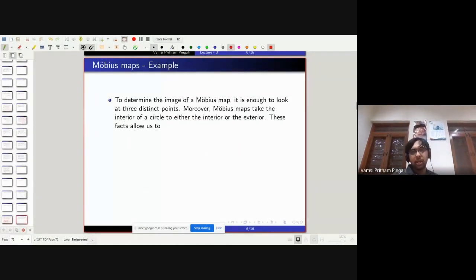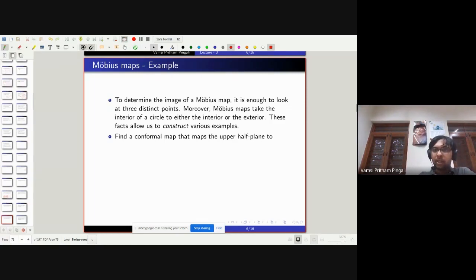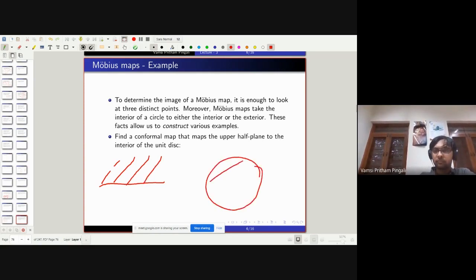Anyway, these facts allow us to construct various examples. In what sense? So first question, find a conformal map that maps the upper half plane, where y is positive, to the interior of the unit disk. So you want to map this to this. Well, how?